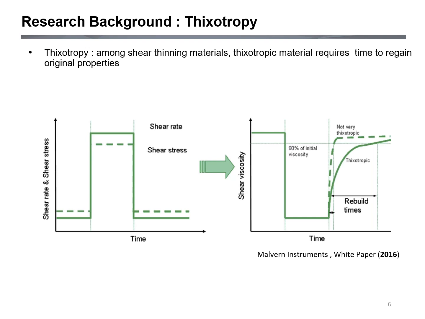Among shear thinning materials, some materials require time to restore their original physical properties. These materials are categorized as thixotropic materials. These two graphs illustrate thixotropic behaviors. When high shear is applied, the viscosity of the material drops. This is shear thinning behavior. When the shear is removed and changed to lower shear, a thixotropic material needs time to restore its original viscosity, while a non-thixotropic material restores its original viscosity right after the high shear is removed.